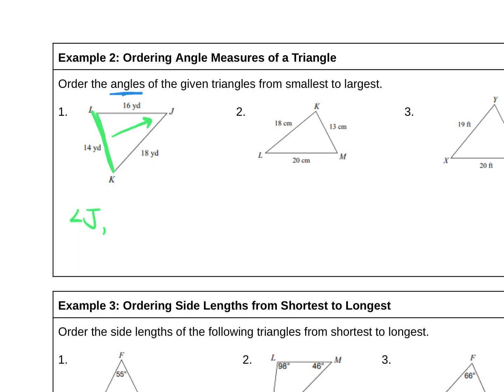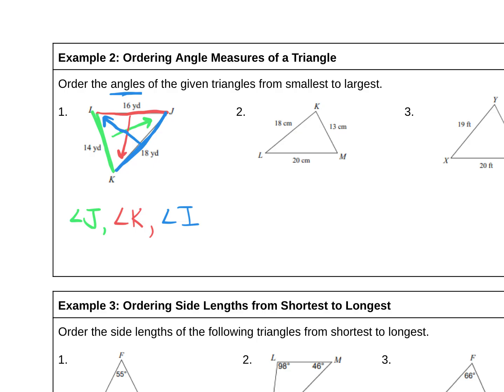Now I go to the next biggest side, which is 16, which is IJ. And I go across from IJ to angle K. And then my last side is my biggest side, that's 18, which is KJ. And then I go across from it to angle I. And that's my answer. I put my sides in order. So then we'll do it with this one too.